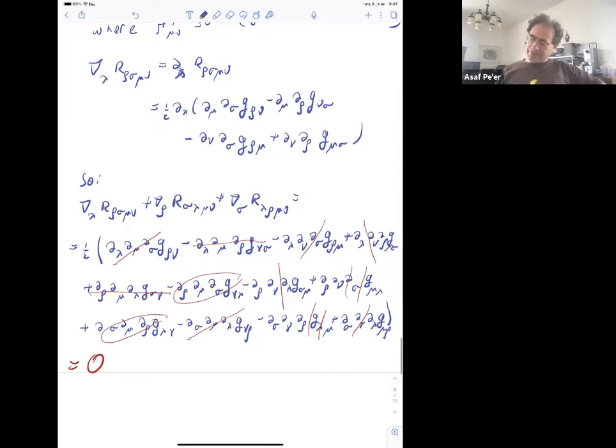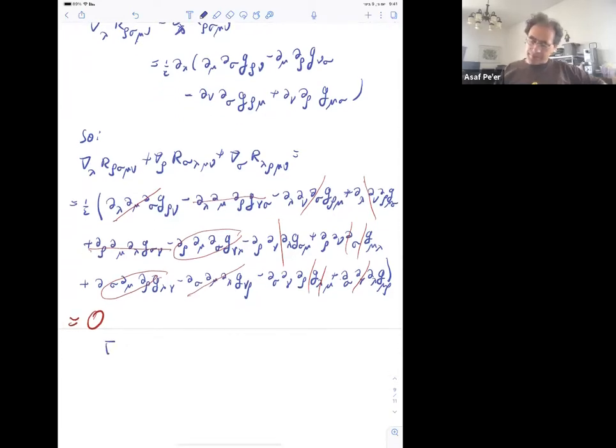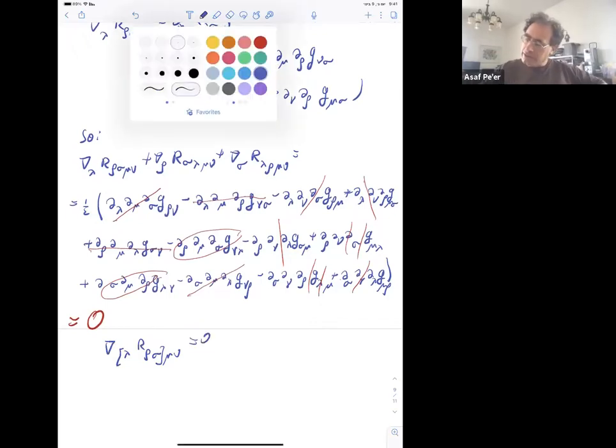So we can write it down as nabla lambda R rho sigma mu nu, with the sign for cyclic permutation here, is equal to 0, and that is called the Bianchi identity.